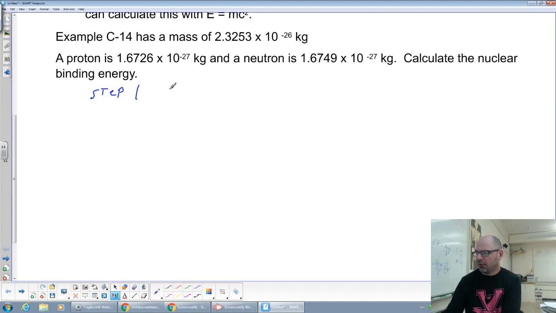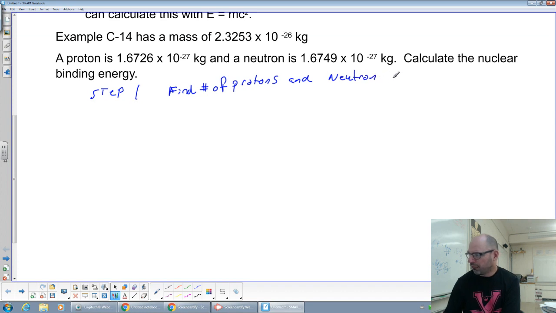Okay, step one, find the number of protons and neutrons in C14. Okay, so we know that carbon is 6, so we've got 6 protons and 8 neutrons.